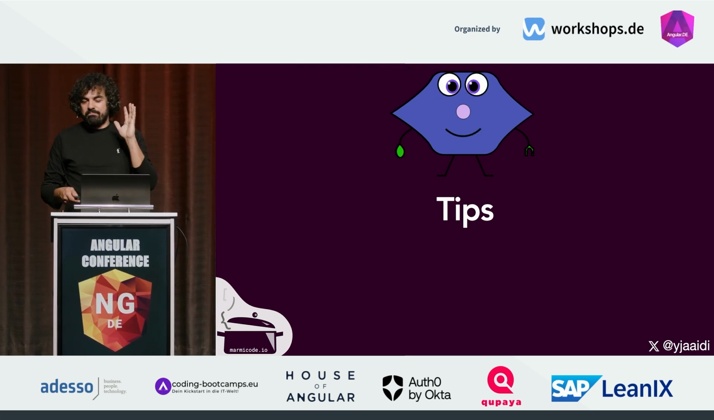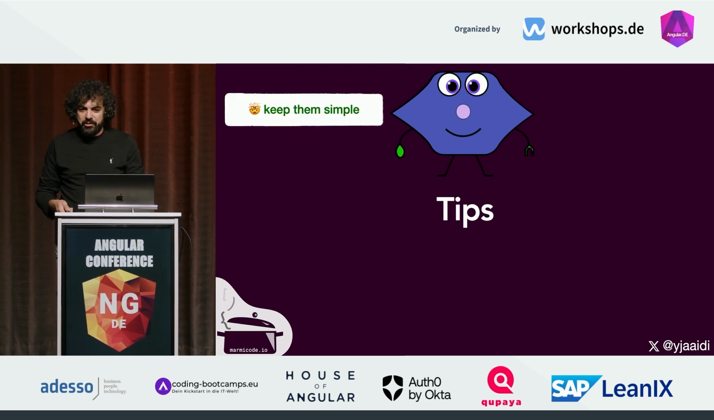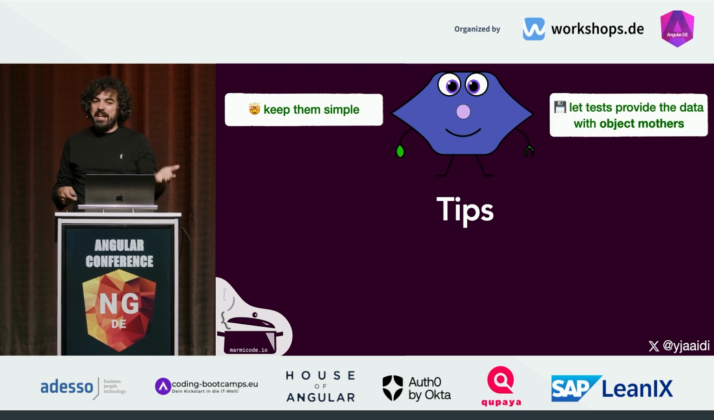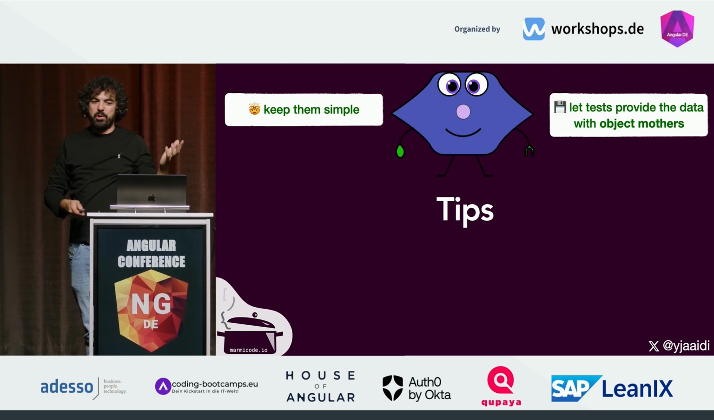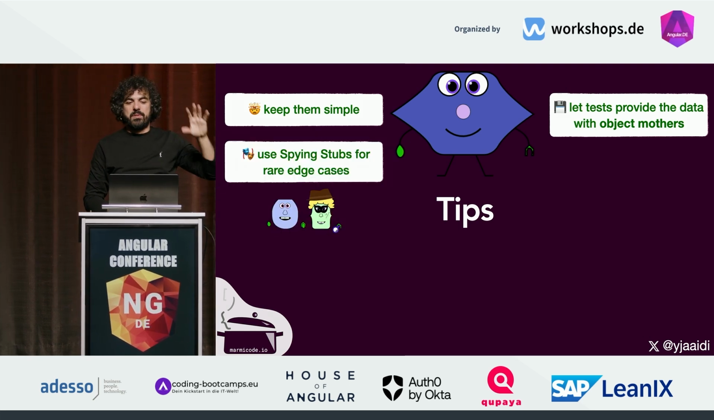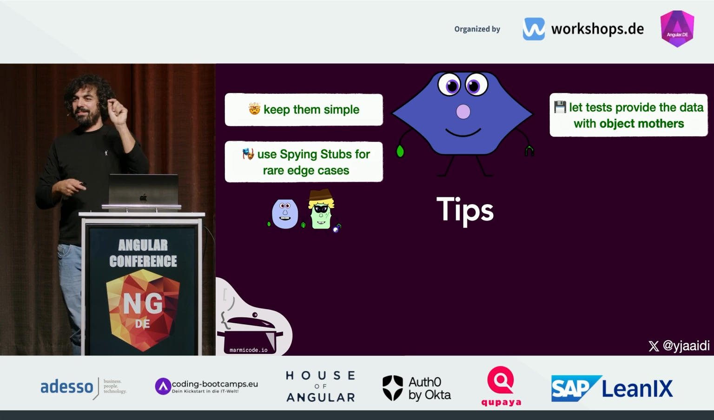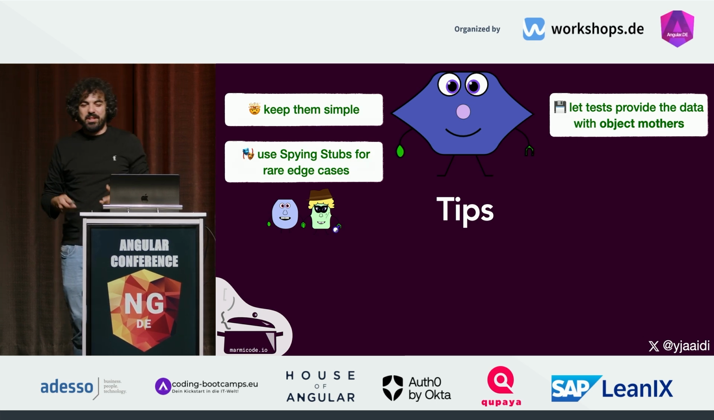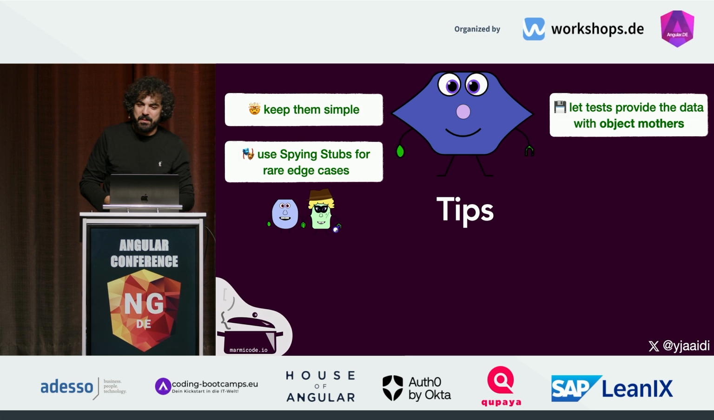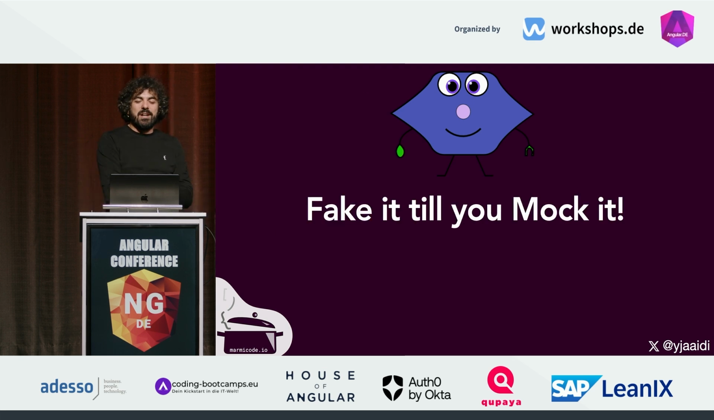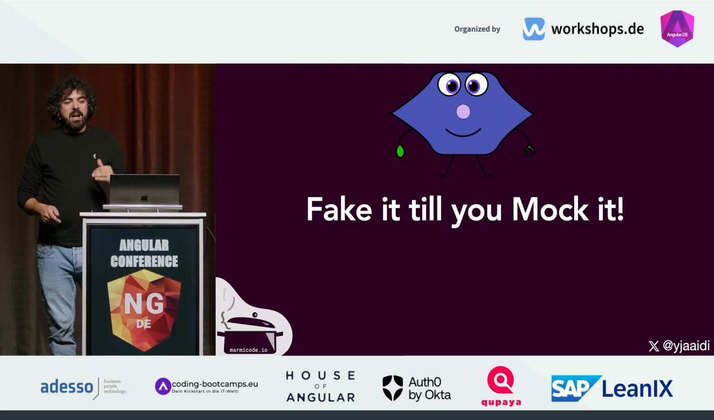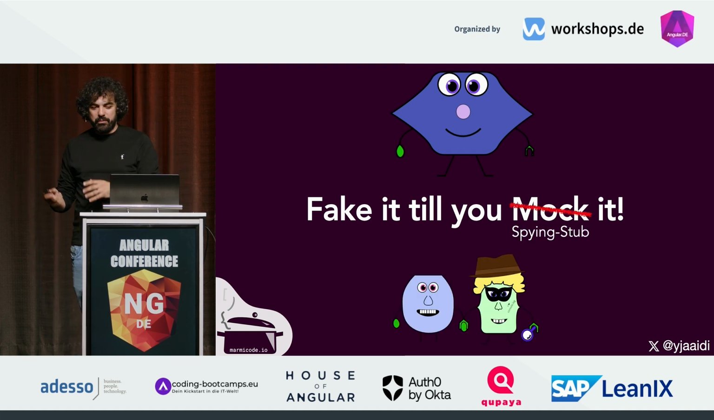And the tip is, please keep them simple. Don't over-engineer them. Let tests provide the data through object mothers and stuff. Don't create fakes with hundreds of data in them already that you have to know about. And use spies and stubs for edge cases, like what I did with the keywords, with errors and stuff. That could be useful, but should be used wisely. And document the fake as much as you can. So please fake your services only when needed, and until you mock them when you really need to get out of the fake. So thank you.